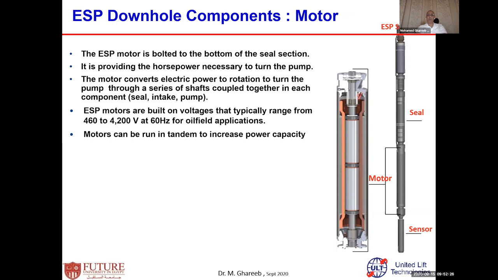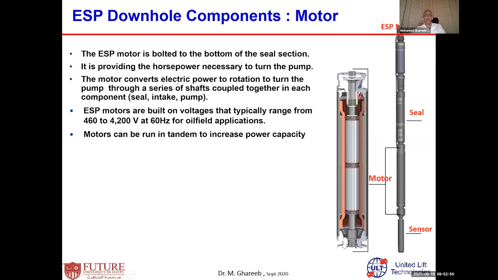Generally speaking, the motor is bolted to the seal, and it provides horsepower. The motor should be big enough to provide the horsepower to rotate not only the pump but the whole system: the intake, the seal, and the separator if there is one. The motor is required to rotate all of that.